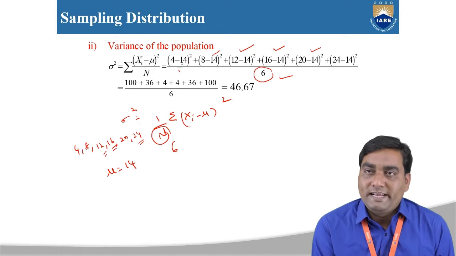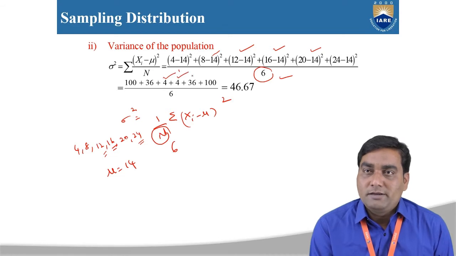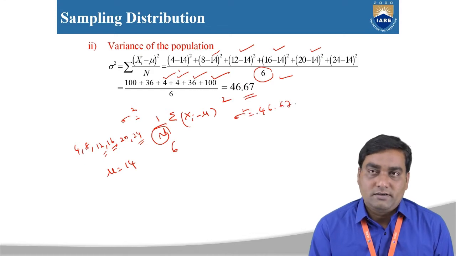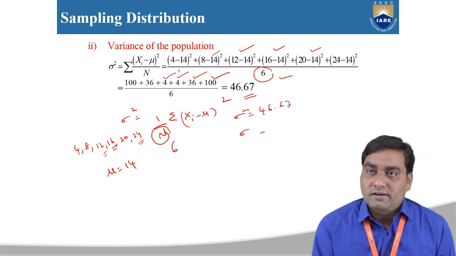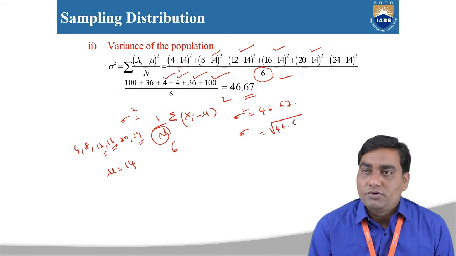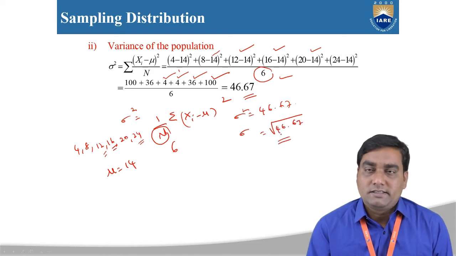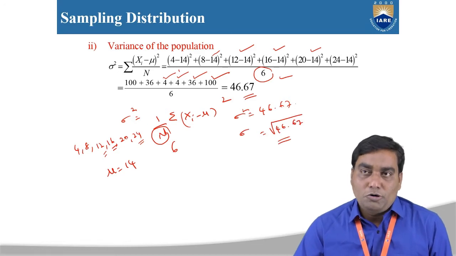So 4 minus 14 is minus 10, square 100, plus 8 minus 14 is minus 6, whole square 36, 12 minus 14 whole square 4, plus 16 minus 14 whole square, 2 square 4, and 20 minus 14 whole square, 6 square 36, 24 minus 14 whole square, 10 square 100, divided by 6. So variance sigma square equal to 46.67. Therefore, the standard deviation sigma equal to square root of 46.67. This is the standard deviation of the population.